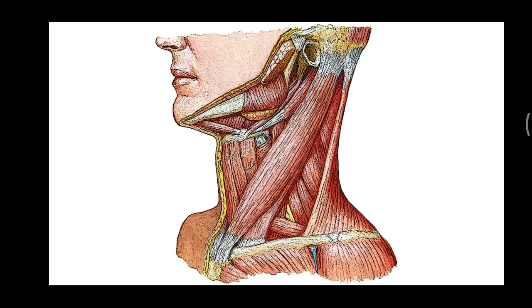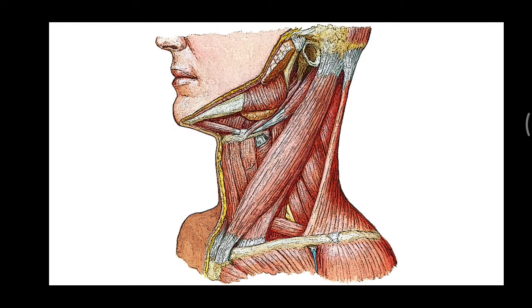This is the view after removing the platysma and the investing layer of deep cervical fascia. So basically the roof of the posterior triangle is formed by the skin, superficial fascia, platysma and investing layer of deep cervical fascia. Now we will see the boundaries of the posterior triangle.